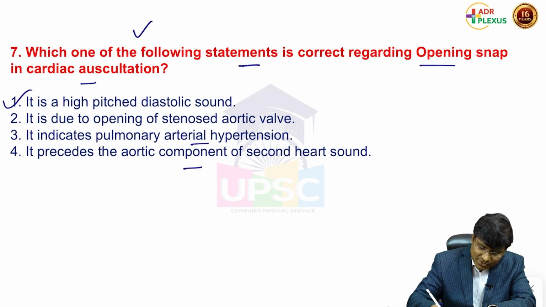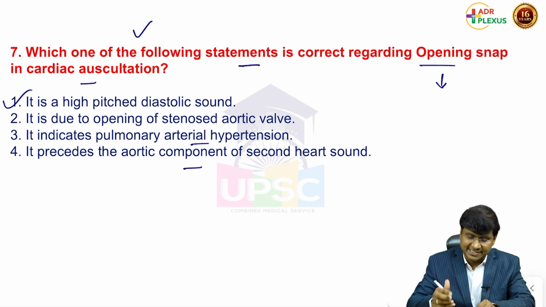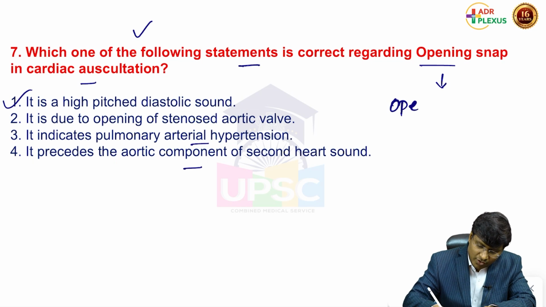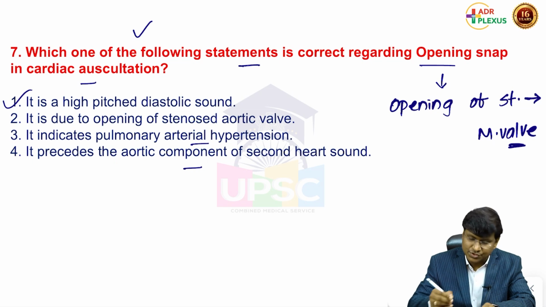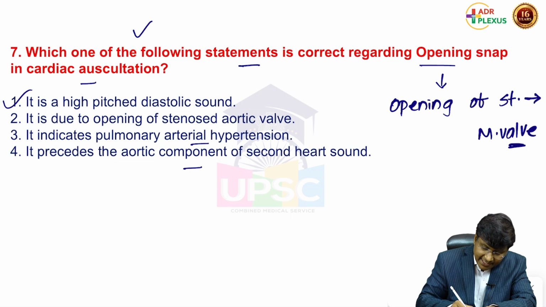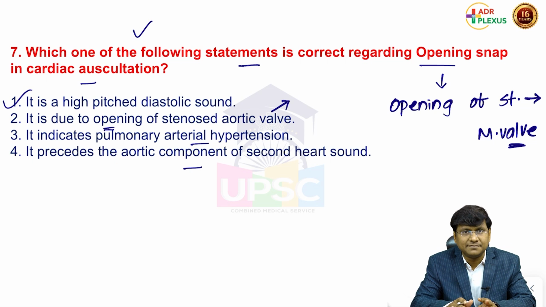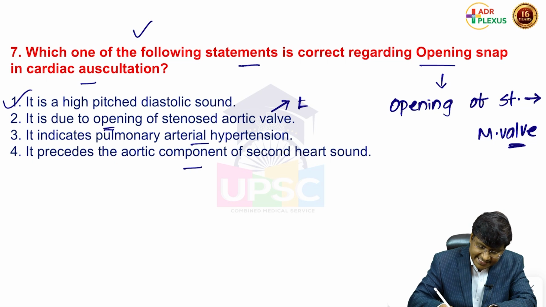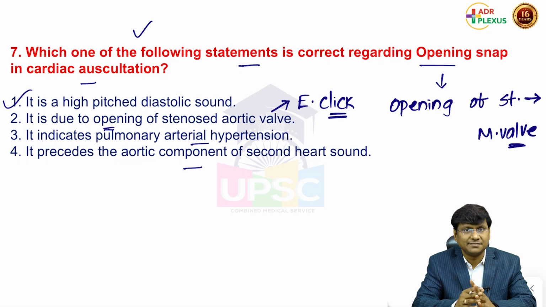And why does this opening snap occur? The opening snap is due to opening of the stenosed mitral valve. The statement that it is due to opening of the stenosed aortic valve is wrong. Due to opening of the stenosed aortic valve, the sound that you will have is the ejection click, right?